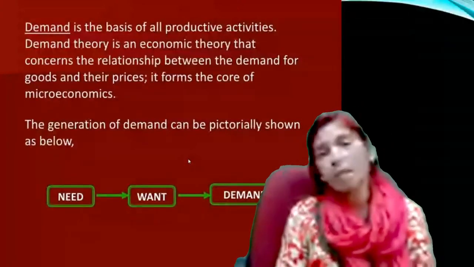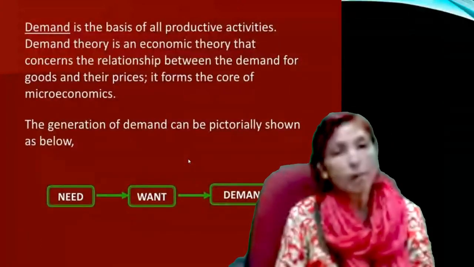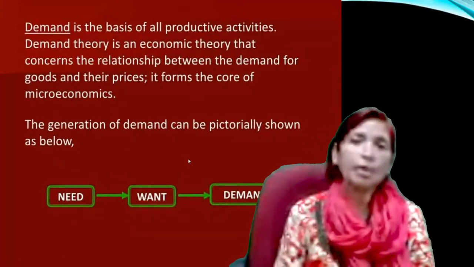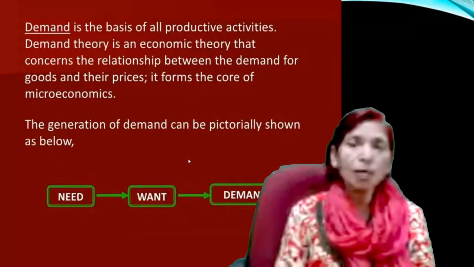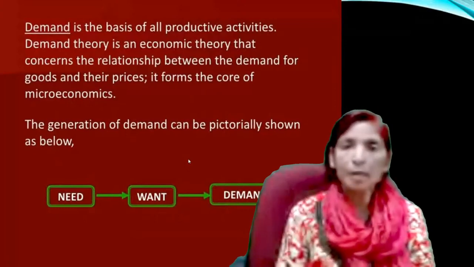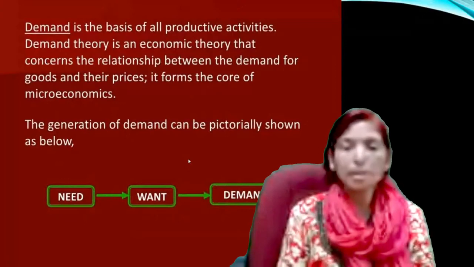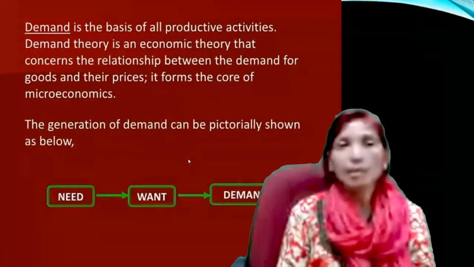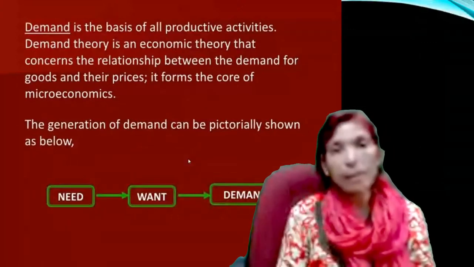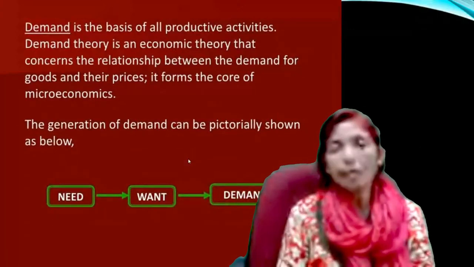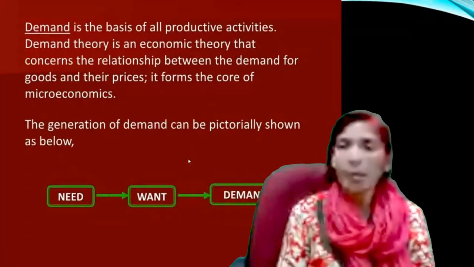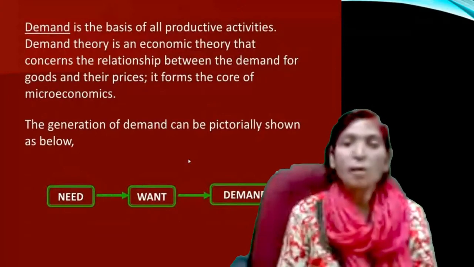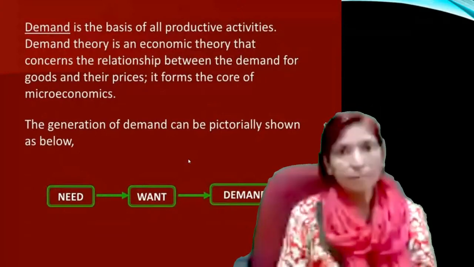Number three is that you must have purchasing power. If you don't have purchasing power, then how can you fulfill the concept of demand? How can you buy that commodity from the market? Because at present nothing is available free of cost. You must pay for anything. If you want to buy any commodity, you must pay some amount of money for purchasing it. So purchasing power should also exist.